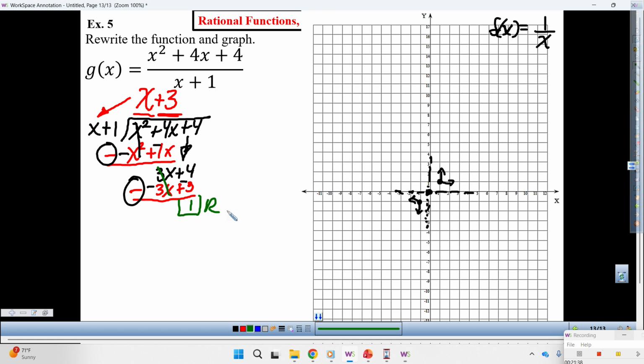So far, so good? So what is the answer to this division, everyone? The answer is, Ms. Q, x plus 3. But we have a remainder, don't we? Of 1 over x plus 1.